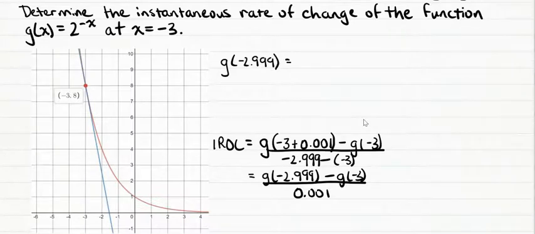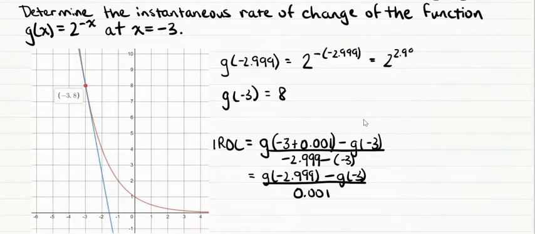So I need to calculate g of negative 2.999 and also g of negative 3, which we already have from the previous page. So g of negative 3 we know is equal to 8. And g of negative 2.999, we're going to substitute that x value into the equation of our function. So we get 2 to the exponent of 2.999, which is approximately 7.9944567439. And we're going to try and use as much accuracy as possible when we do this estimate.